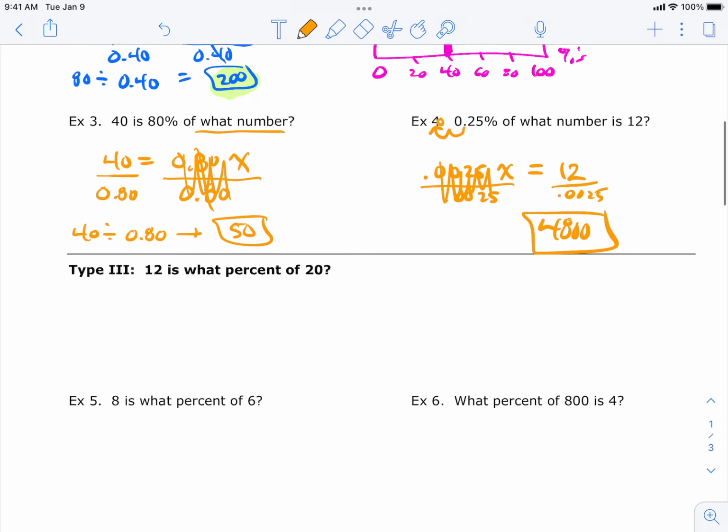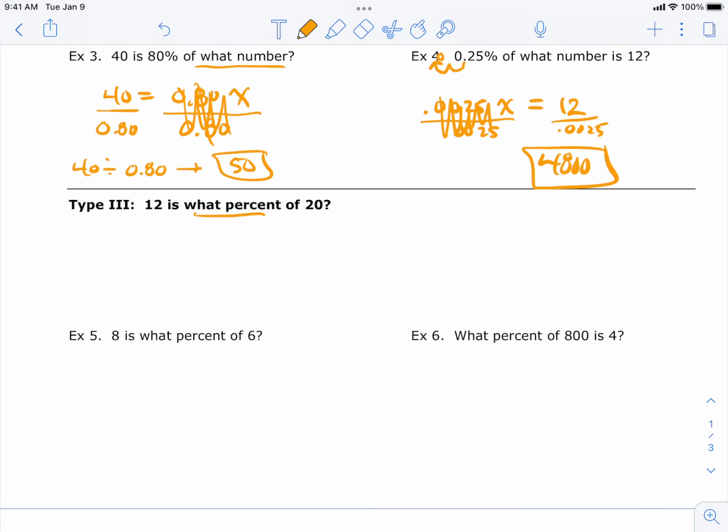Okay, here's type 3. This is where it's the percent that we don't know. Wait a minute, didn't we do these already? Anyway, 12 is what percent of 20? We have done these before, but let's do it. Let's go with this whole is means equals stuff. I like this stuff. This is cool stuff, fun stuff. I live for this stuff.